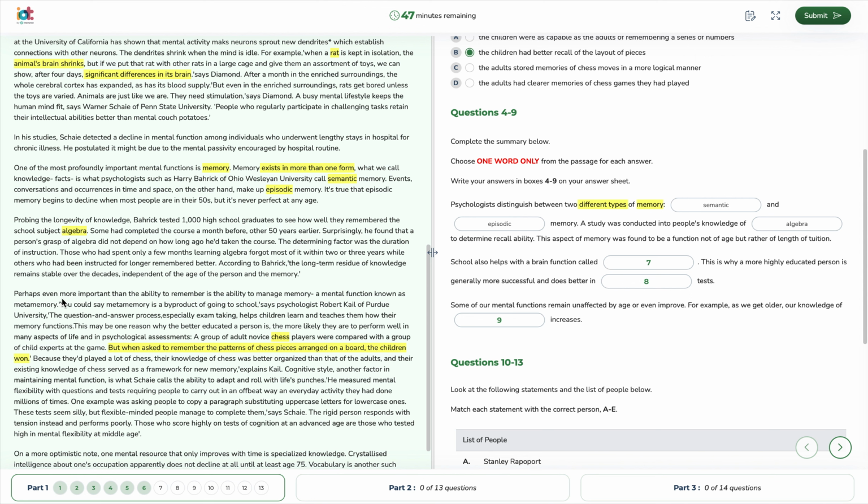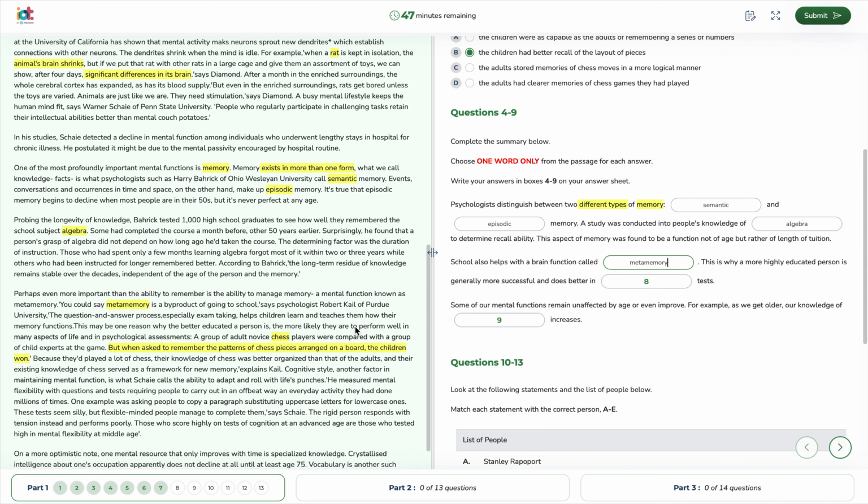We will read. Perhaps even more important than the ability to remember is the ability to manage memory, a mental function known as metamemory. You could say metamemory is a byproduct of going to college. So what school helps you to learn is known as metamemory. This is why a more highly educated person is generally more successful and does better in dash test.